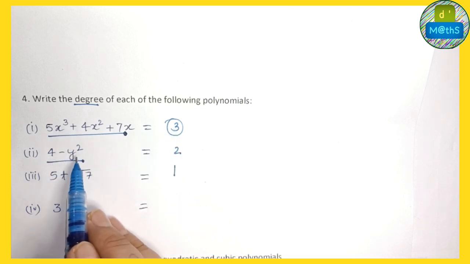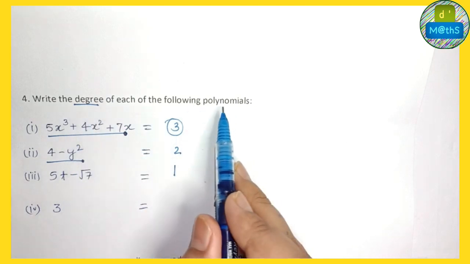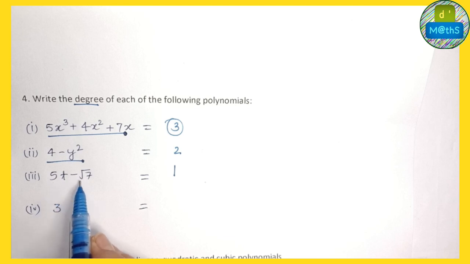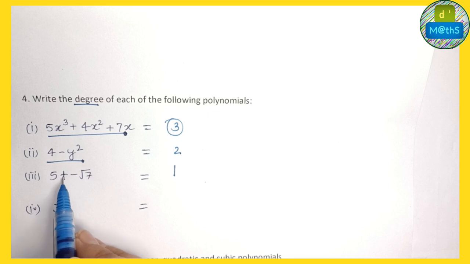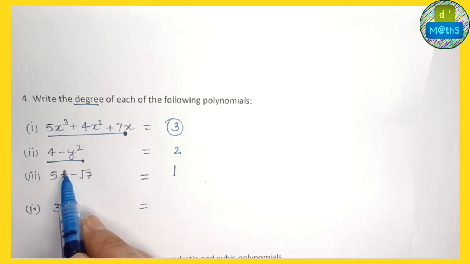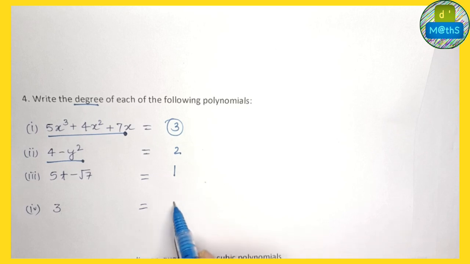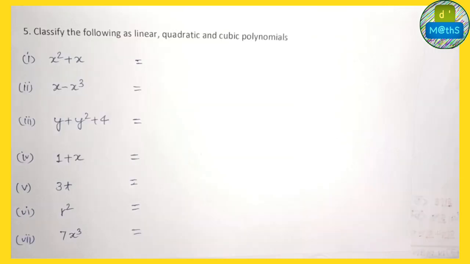In the first question, 3 will be your degree, and in the second question, the highest degree of the expression in y is 2. Similarly in the third question, t will have power 1 because 1 is not written anywhere, so we consider it as 1. So t will have 1 as its degree. And in the fourth question there is no variable written, so what about the degree? There would be 0. I hope you understood these things.